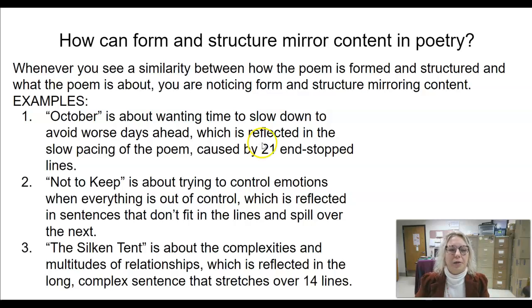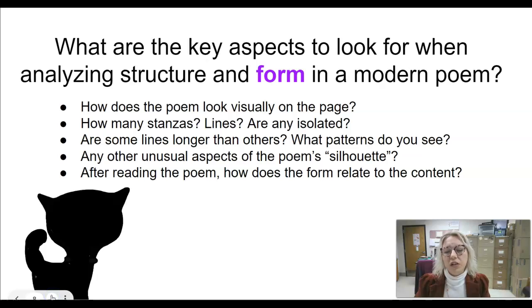It's more complicated. "Not to Keep" is about trying to control emotions when everything is out of control, which is reflected in sentences that don't fit in the lines and spill over into the next. So again, I'm using reflected. And don't feel bad using these verbs yourself. Don't feel like you have to come up with your own verb. Use it. I'm trying to help you here. "The Silken Tent" is about the complexities and multitudes of relationships, which is reflected in the long, complex sentence that stretches over 14 lines. All right, so what are we going to look for in form?